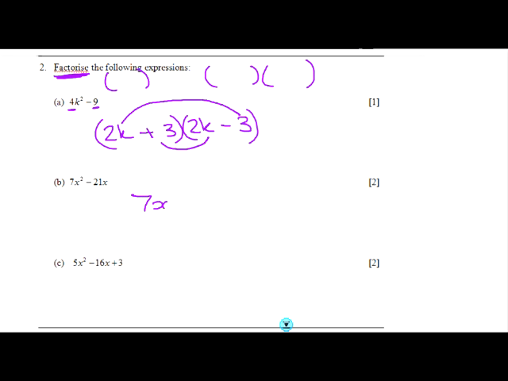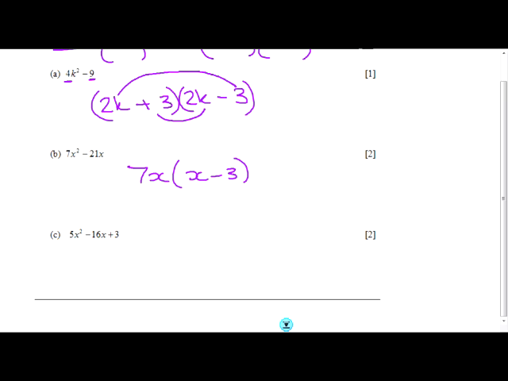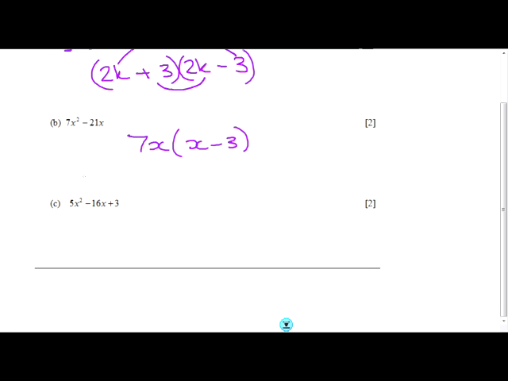Here, this is ridiculously easy. So 7x is the highest common factor, so x minus 3. Now, the next one's definitely harder. The reason it's harder is because we have a coefficient here of x squared. So you need to realize that all quadratic expressions are written in this form. So what we normally do is multiply the a part with the c part when this coefficient of x squared here is greater than 1.